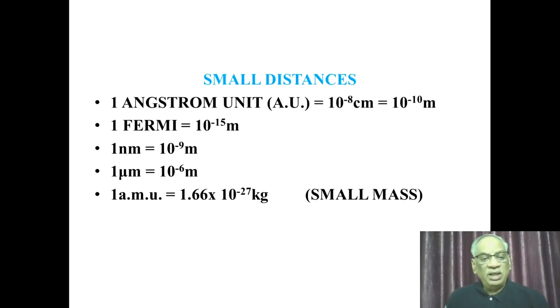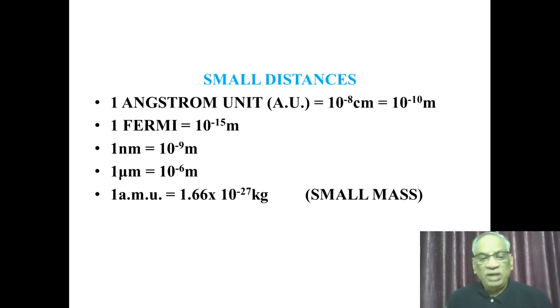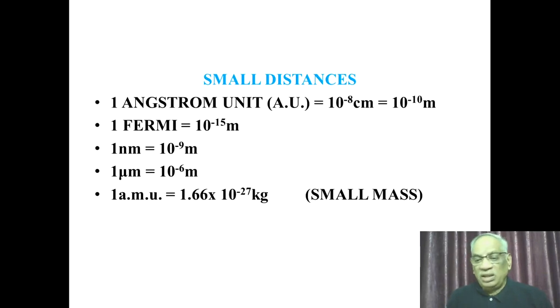Small distances, similarly: 1 angstrom unit is 10 to the power of minus 8 centimeters. That is 10 to the power of minus 10 meters. Similarly, 1 Fermi is 10 to the power of minus 15 meters. 1 nanometer is 10 to the power of minus 9 meters. 1 micron is 10 to the power of minus 6 meters. And a small mass is 1 atomic mass unit, 1.66 into 10 to the power of minus 27 kg, whereas the masses of the Earth and other planets are of the order of 10 to the power of 24 to 30 kg.